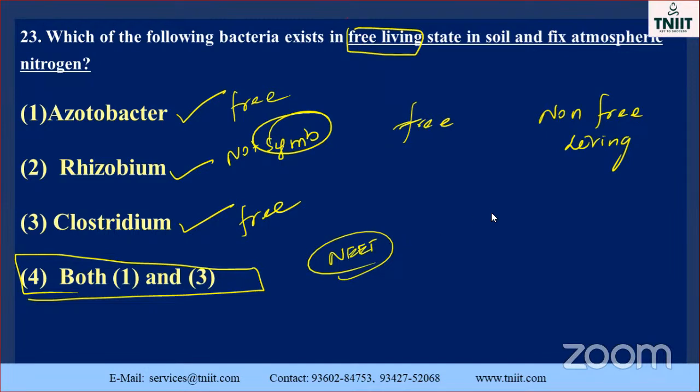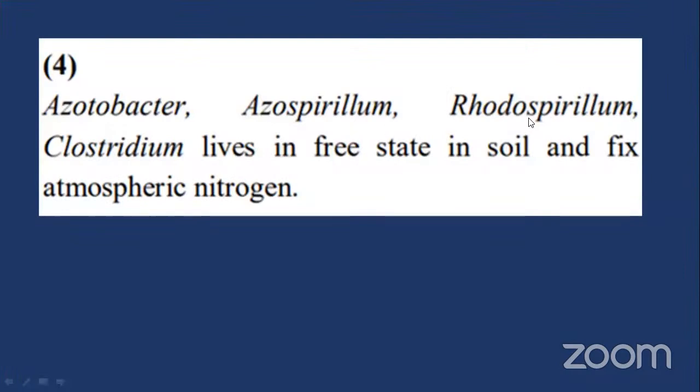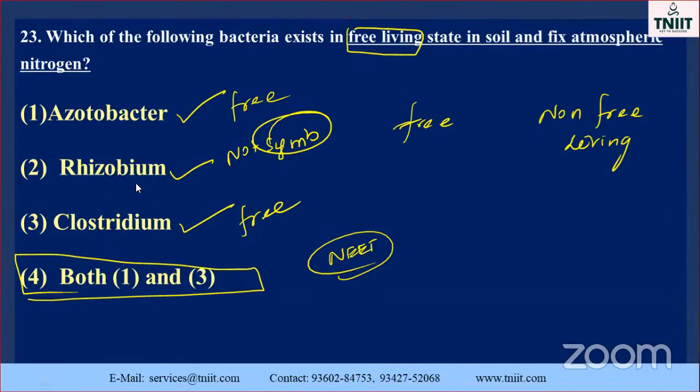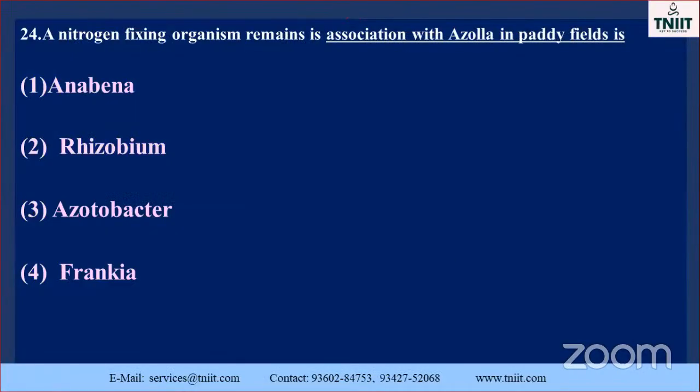Okay, go to the next one. Acetobacter, Azospirillum, Rhodospirillum, Clostridium live in a free state in the soil and fix atmospheric nitrogen. Compared to these, which one do you know? Rhizobium. Rhizobium is not a free living bacteria in the soil or plant root. It is symbiotic. Correct.